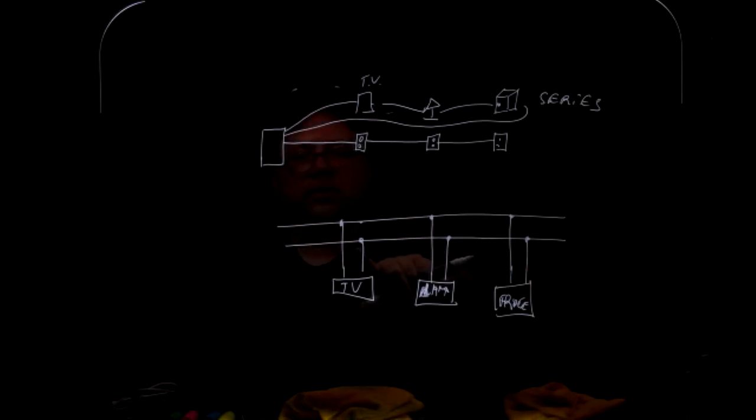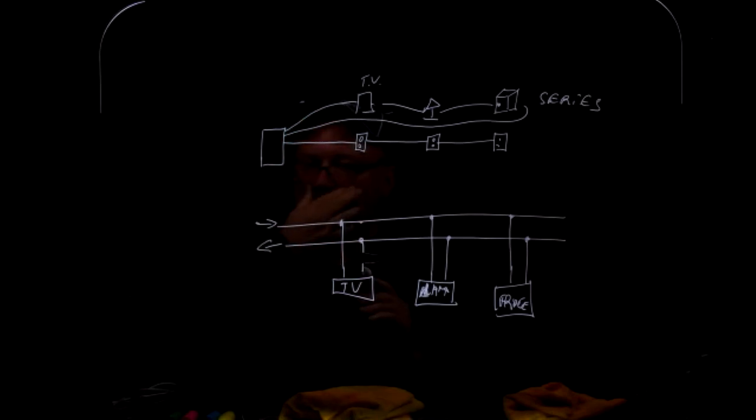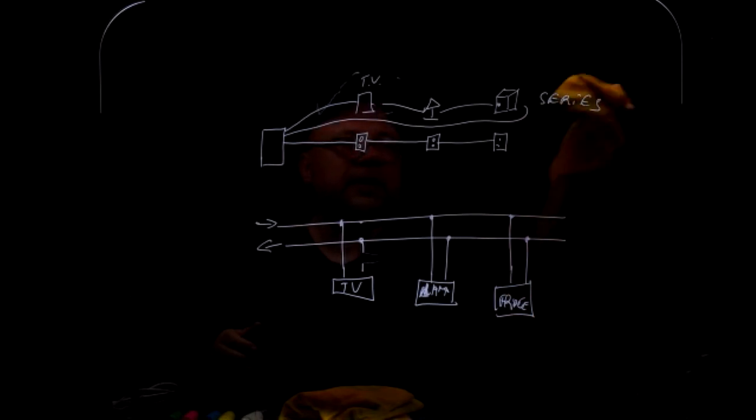So now, if you're not watching TV, you're going to break that circuit, but the current also. This would be return. This would be the supply. This would be the return cable here, right? So if you don't watch the TV, those wires are still connected and devices are connected in parallel.